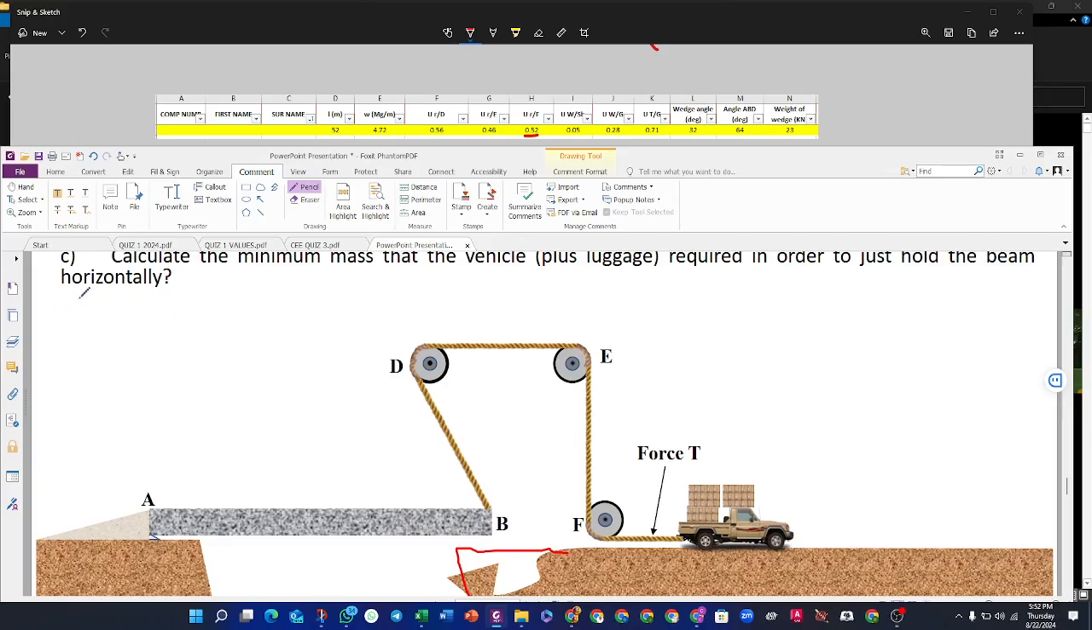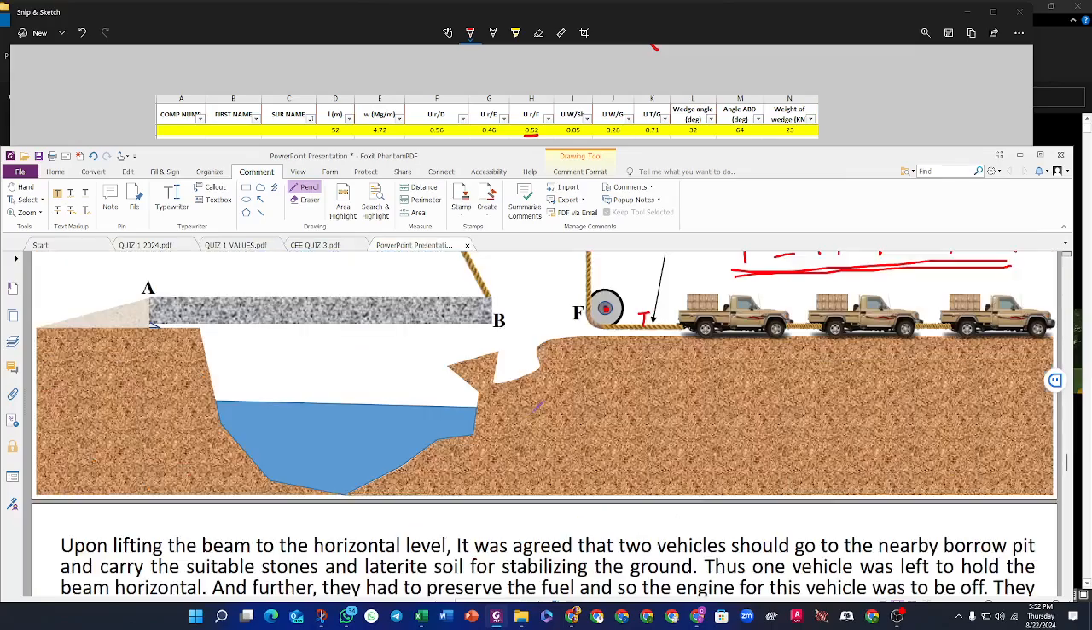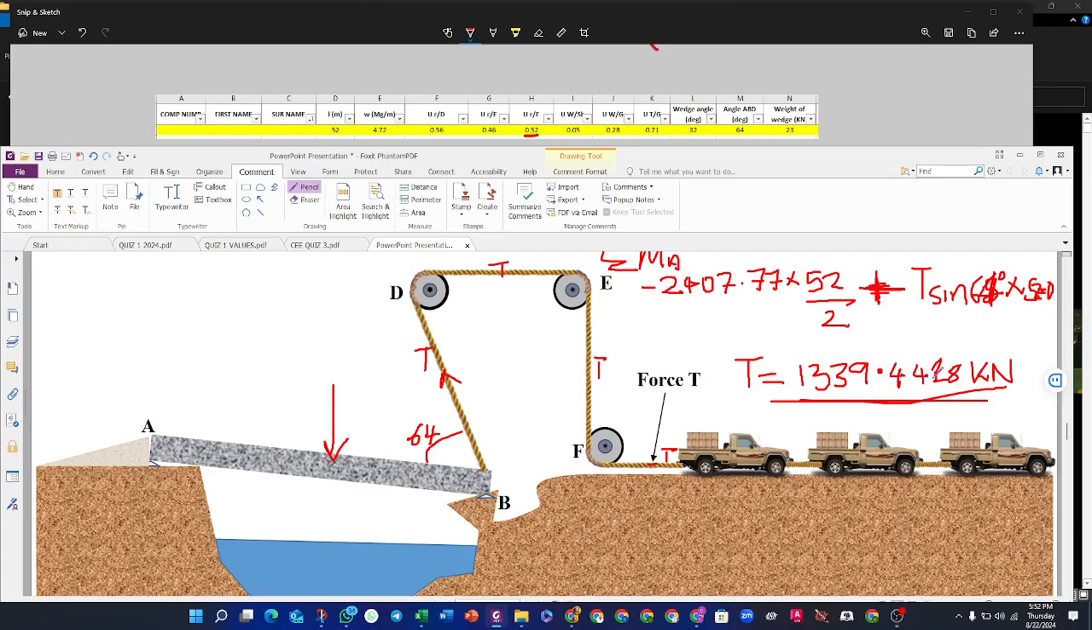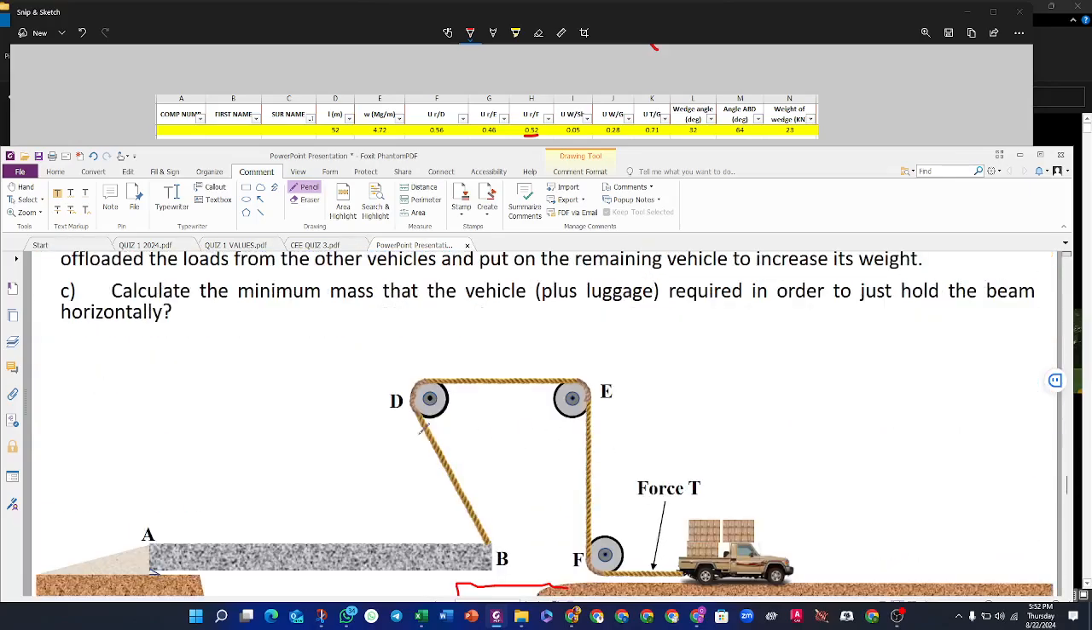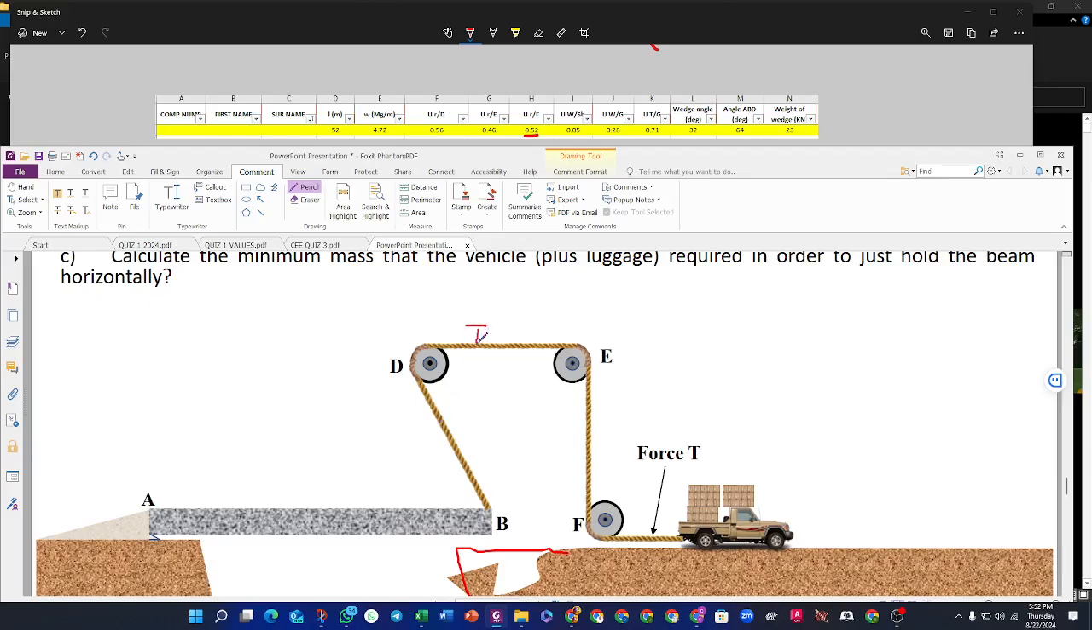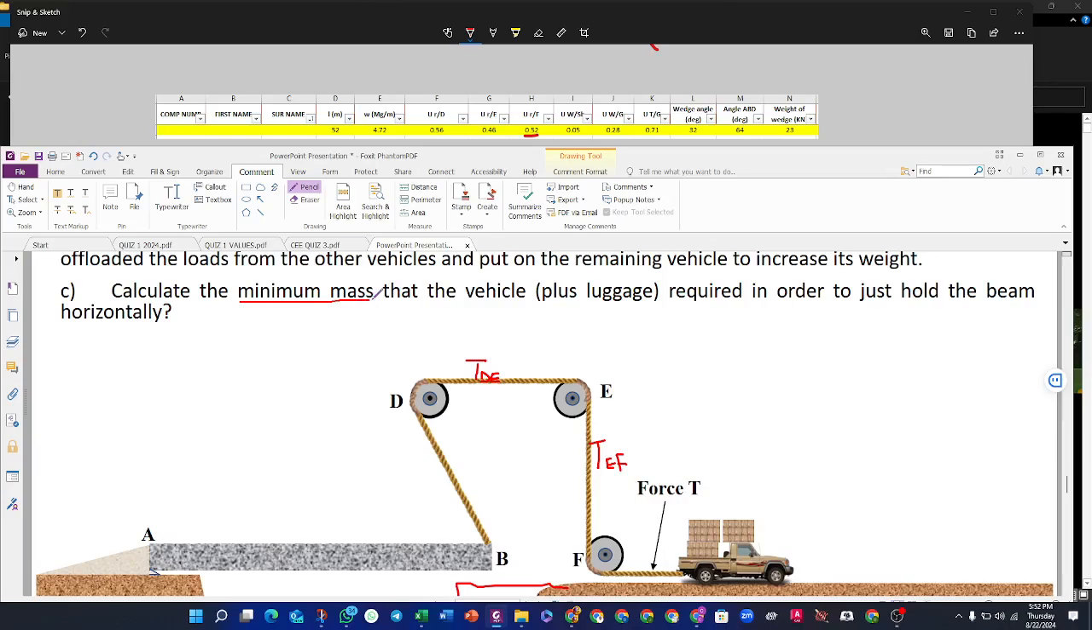Now in the 06 class, I made a mistake on this one, so please pay attention. What we see is that this will be pulling, and the force we had calculated is 1339.4428 kilonewtons. So that force is what will be pulling now. So now we need to calculate the TDE in reverse, the EF in reverse, and then we need to calculate the T there finally, which then will vary. And remember, we are being asked for the minimum mass that the vehicle plus the luggage should have in order to do their intended work there. Okay? Alright. So that being said, we can do that.